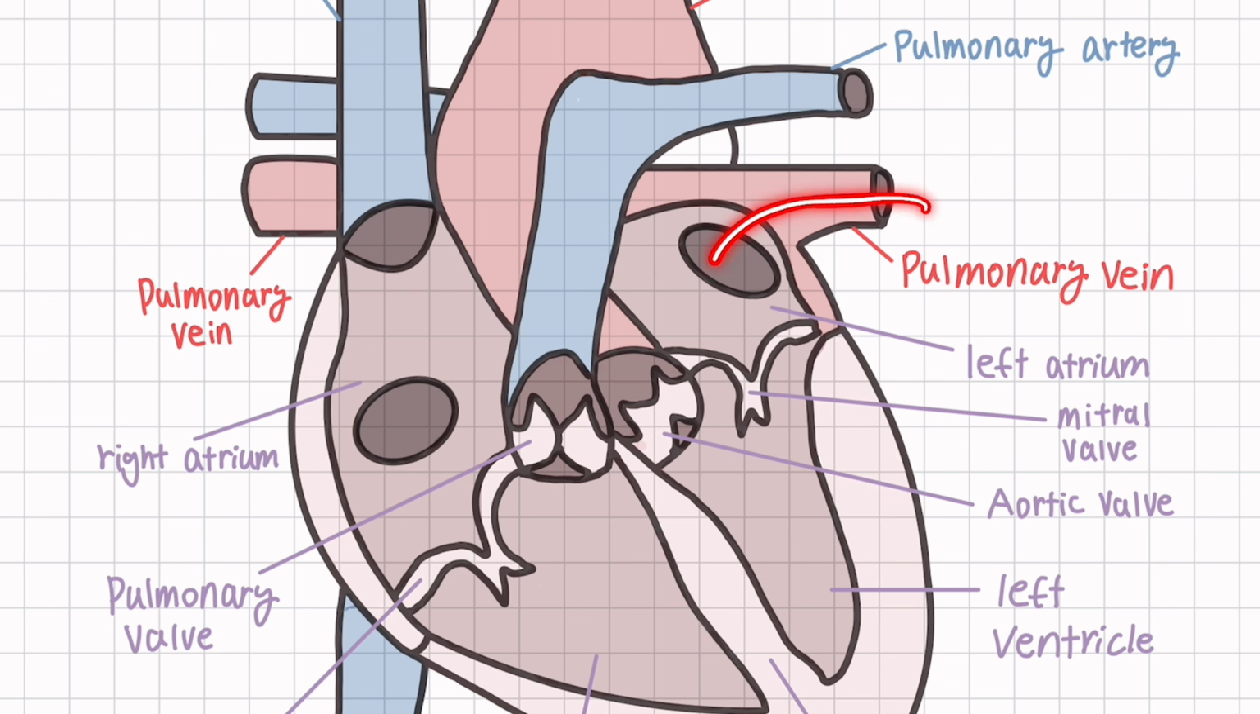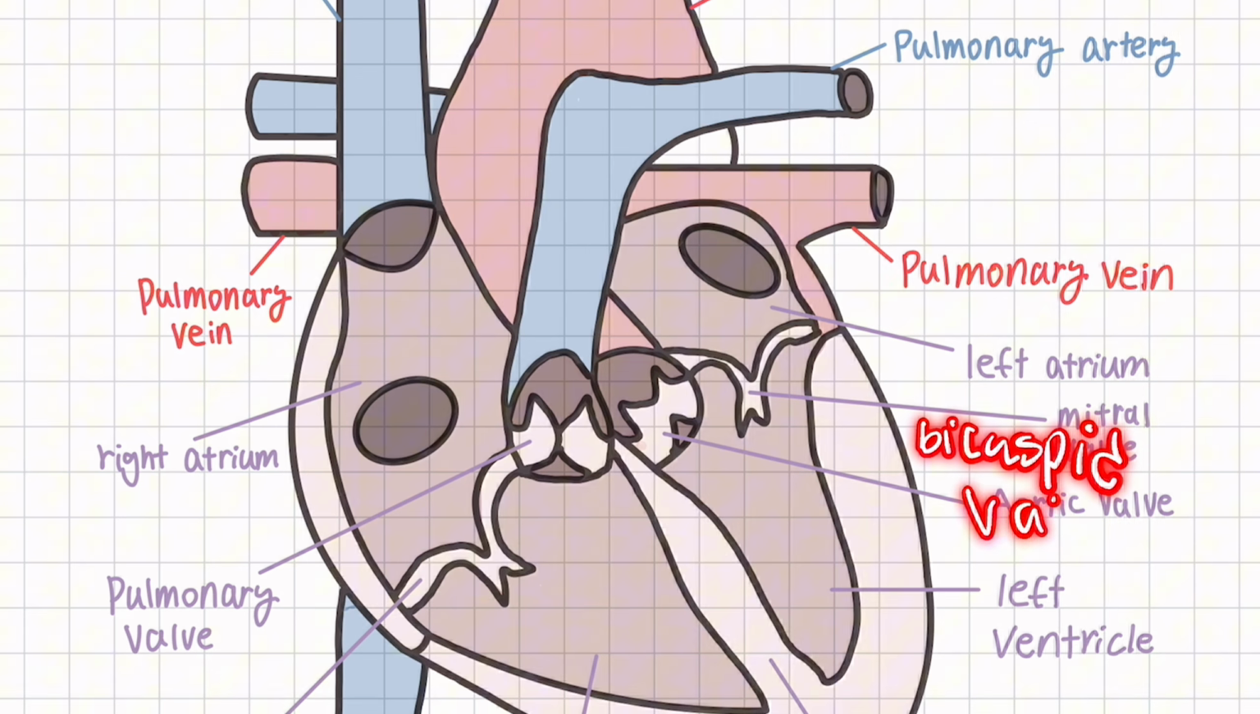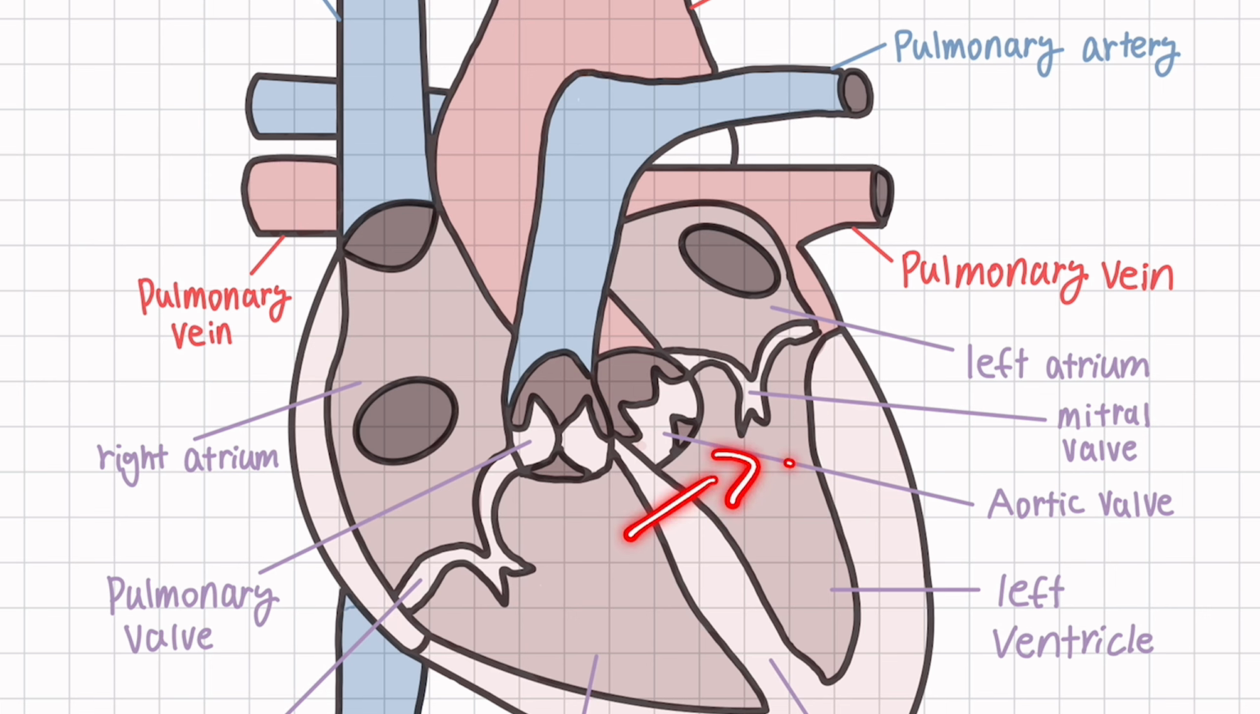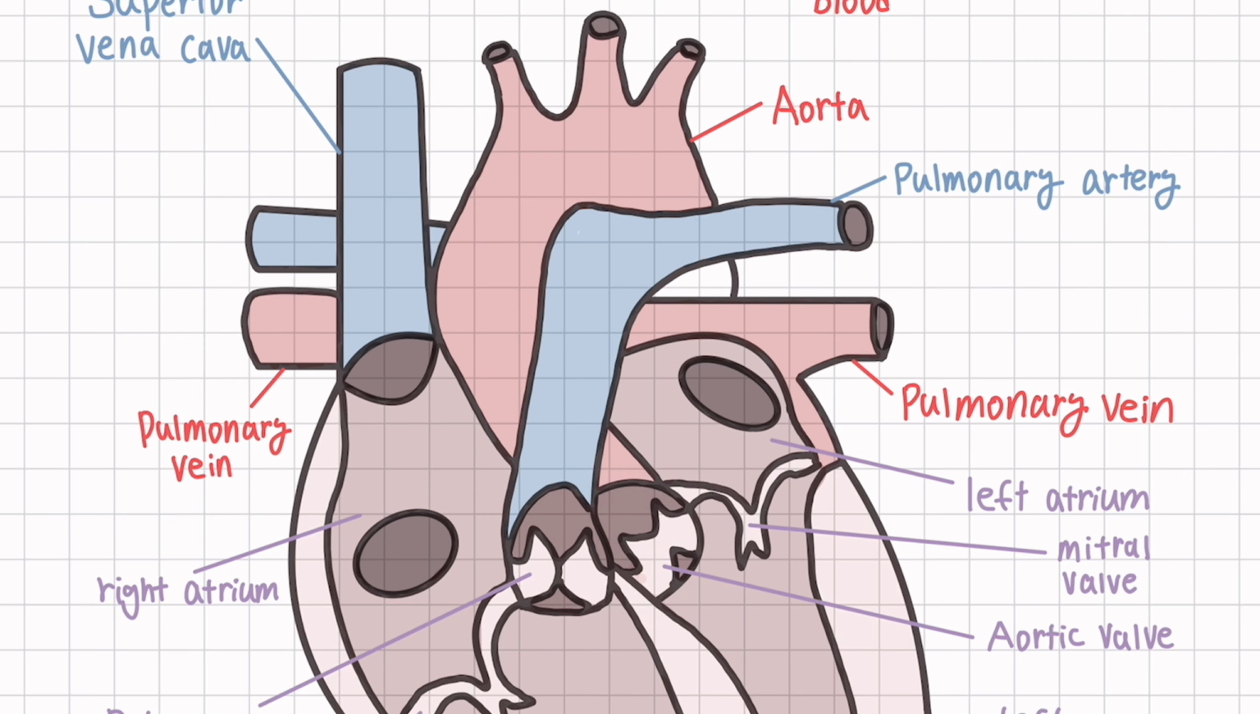Then it enters the left atrium. Then it contracts and the blood gets pushed through the mitral valve, which is also known as the bicuspid valve. And then it enters the left ventricle, and when there's enough pressure, the left ventricle contracts and it pumps blood through the aortic valve, which is here. And the aorta, which is the largest artery, carries the oxygenated blood throughout the body.